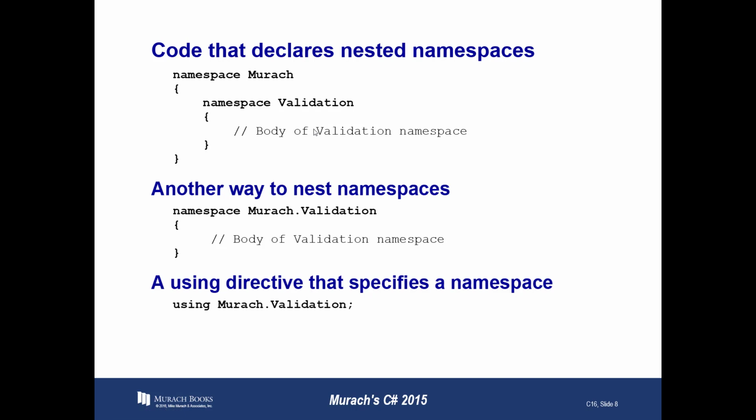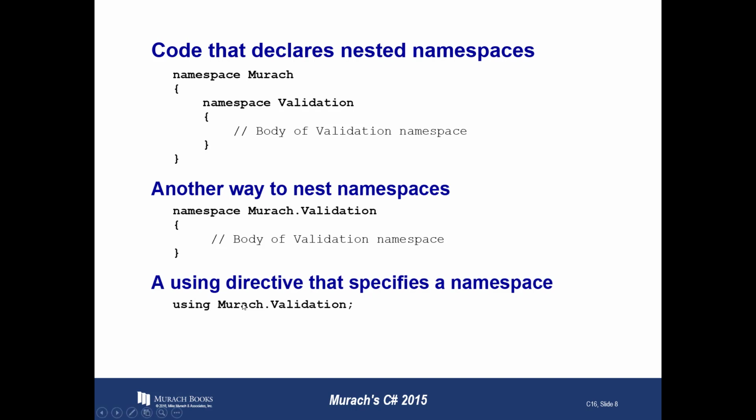Another way is to code the fully qualified name of the nested namespace in a namespace statement, like we have right here. To use a class in a namespace other than the current namespace, you must provide a using directive that uses the other namespace, or names it, like we've got here.